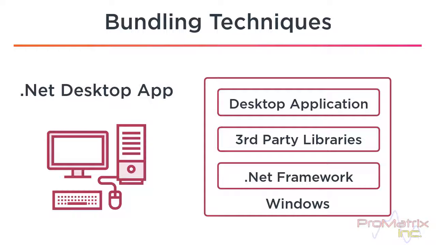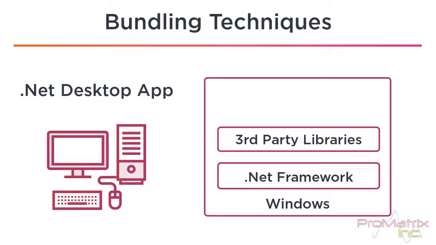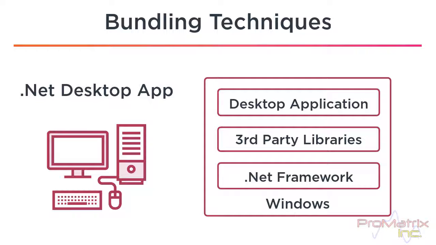The good news is that updating the desktop application should go fairly quickly, since we don't need to download and install the .NET framework or the third-party libraries. So I recommend that we take that same approach to installing a web application as we do with a desktop application. But how can we do that?